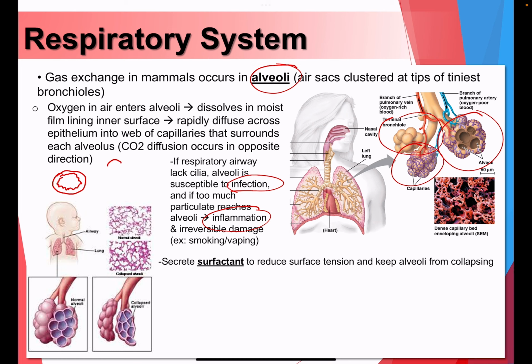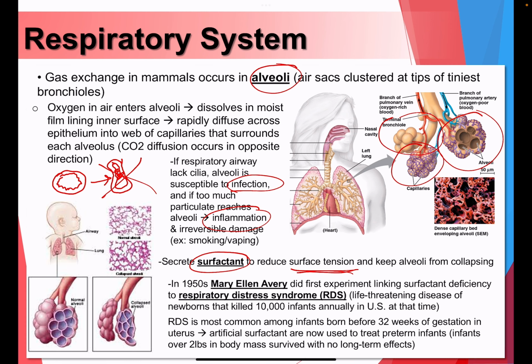But if the alveoli were to stick to each other like that, and the mucus kept them stuck like that, now you no longer have an open, nice, hollow balloon for gas exchange, for gas to fill up that area, which is why in normal alveoli, you're supposed to secrete surfactant. Surfactant is an oily substance that reduces the surface tension and keeps the alveoli from collapsing like that.